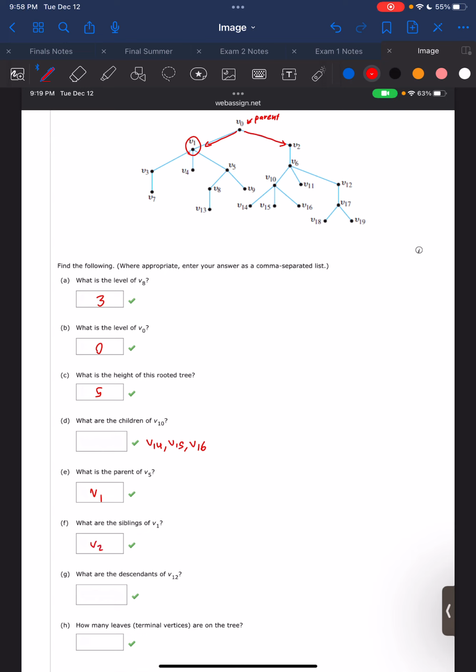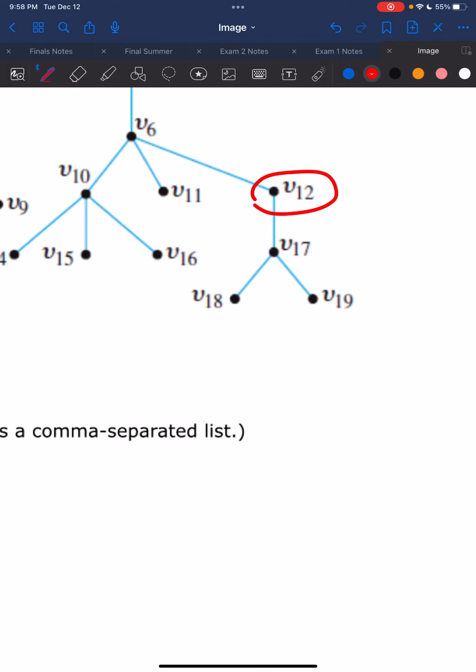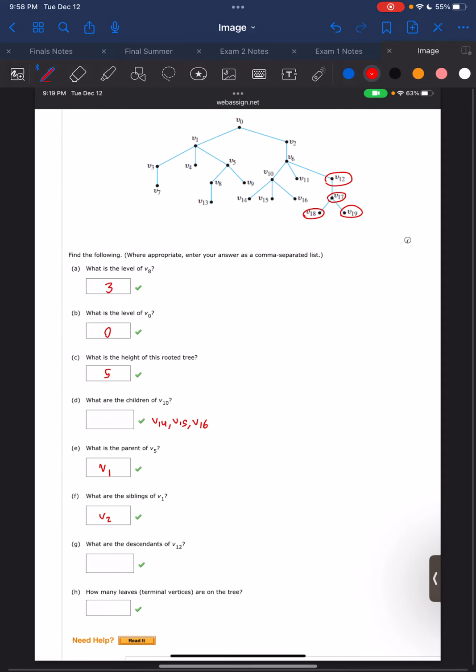Next, you ask for what are the descendants of V12. So descendants are anything below V12. It doesn't have to be directly adjacent. It can be anything below V12. So let's look at V12 here. Anything directly below is V17, V18, and V19. So that means that these are the descendants of V12. So V17, V18, V19.